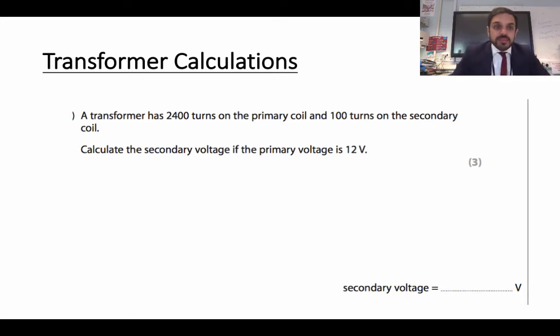Okay, transformer calculations again. Now this is actually only to do with higher people, so foundation people, do not worry about this. They're not going to ask you this. Okay, a transformer has 2,400 turns in the primary coil and 100 turns in the secondary coil. Calculate the secondary voltage.